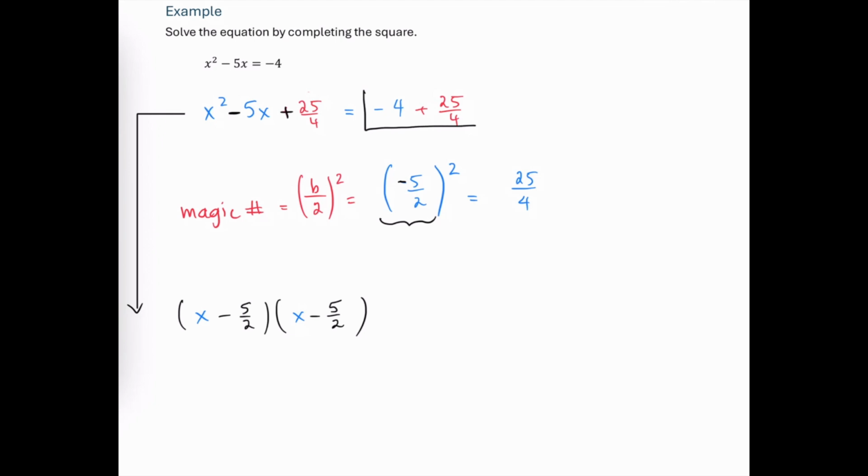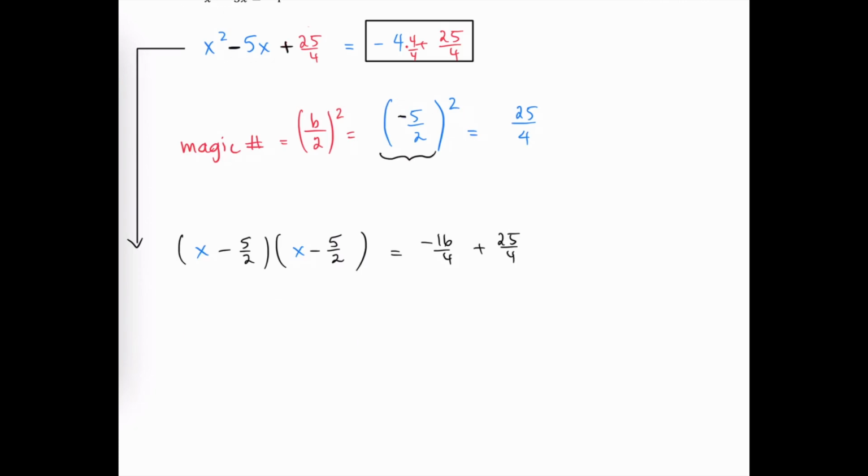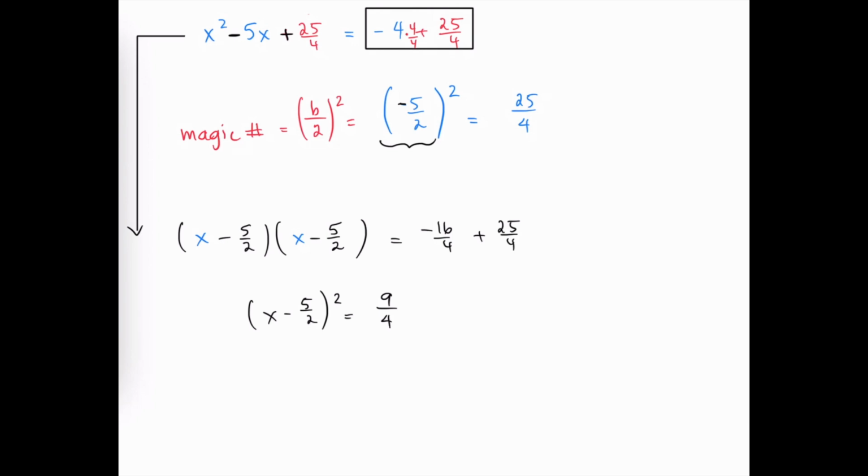Now we need to add these two terms together here on the right-hand side, which means we need a common denominator, and the denominator is going to be 4, so I'm going to multiply this number by 4 over 4, which gives me -16 over 4 plus 25 over 4. So on the left-hand side, let's now call this x minus 5/2 quantity squared, and on the right-hand side, when we add those two things together, we get 9/4. And now we're at a place where we can apply the square root method.